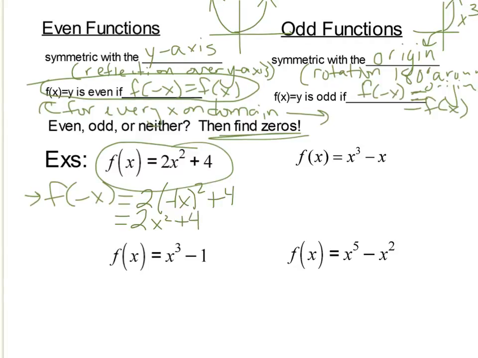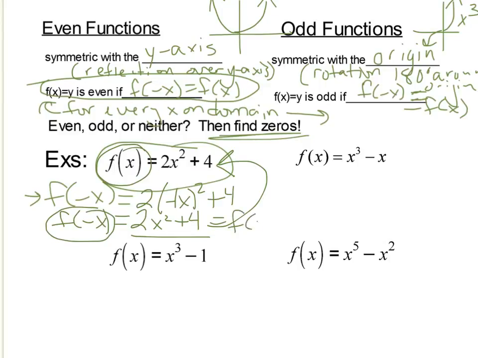And the plus 4 doesn't need simplifying. So if I do f of the opposite of x, it gives me 2x squared plus 4. Lo and behold, that's exactly what f of x looks like. So f of the opposite of x equals f of x. So this is, in fact, even. My gut feeling that all those even numbers there were a hint. Good. It was a good instinct.